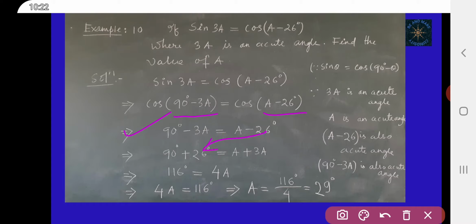Now you take 26 to the left side and 3a to the right side. Then you get 90 degree plus 26 degree is equal to a plus 3a, that is 116 is equal to 4a. You can write 4a is equal to 116 degree. That is a equal to what? You take 4 to the right side, then 116 degree by 4, that is equal to 29 degree. So your angle A is 29 degree.